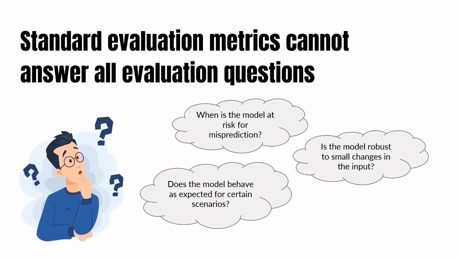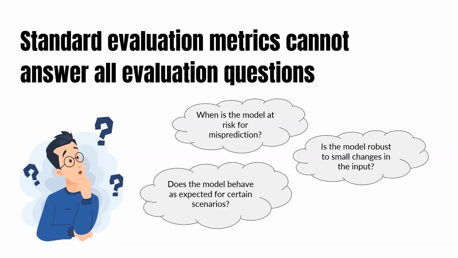So these are some examples of questions you might still have about a model. For example, when is the model at risk of misprediction? There might be certain regions of the instance space in which the model is more likely to make a mistake. For example, because there's less training data for that region, or because the data you see in practice is quite different from the training data.